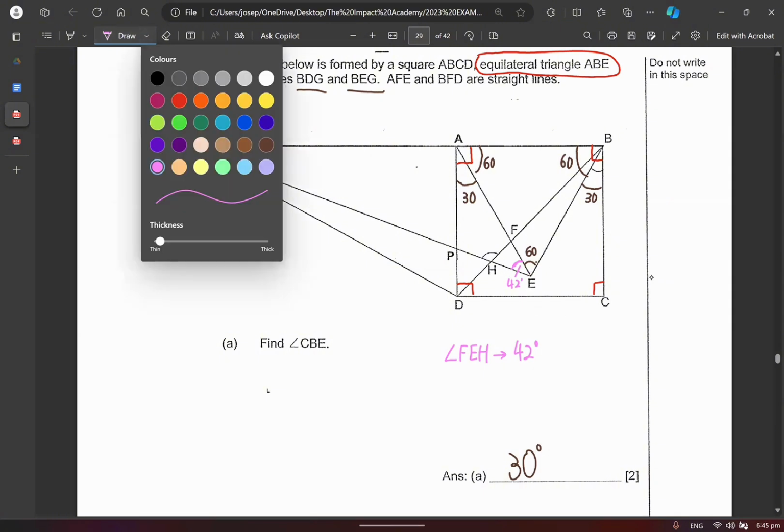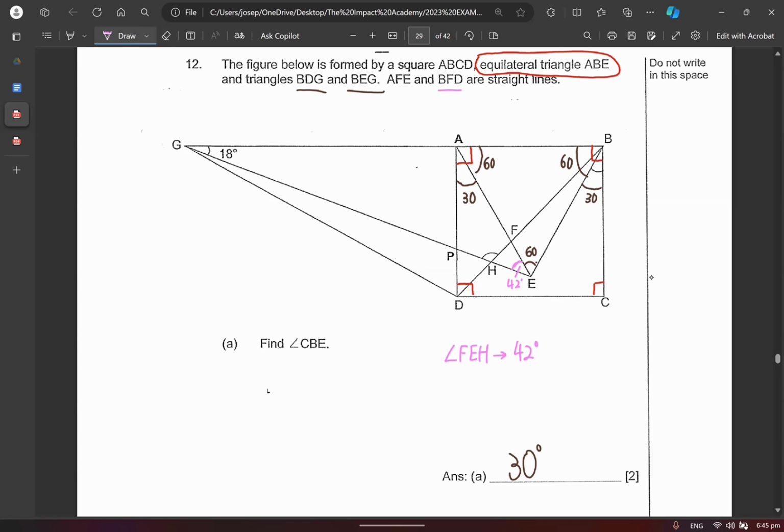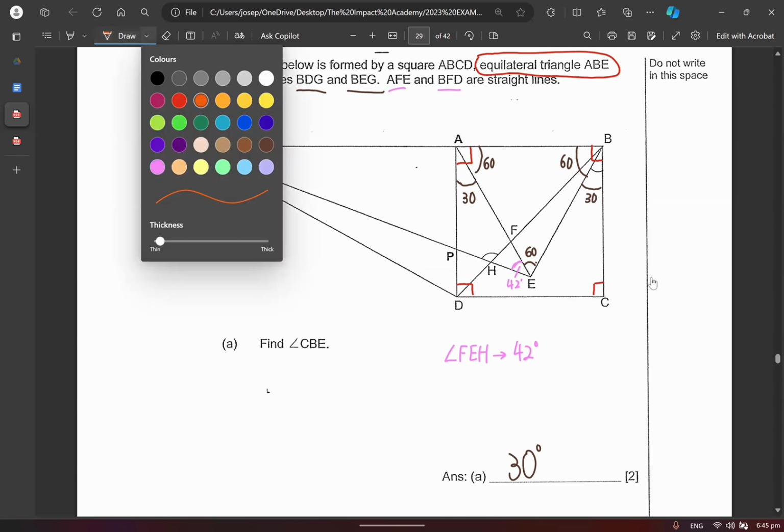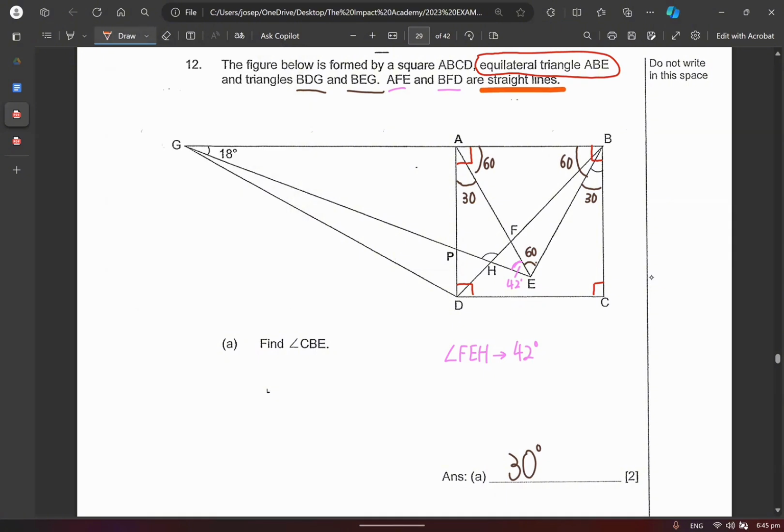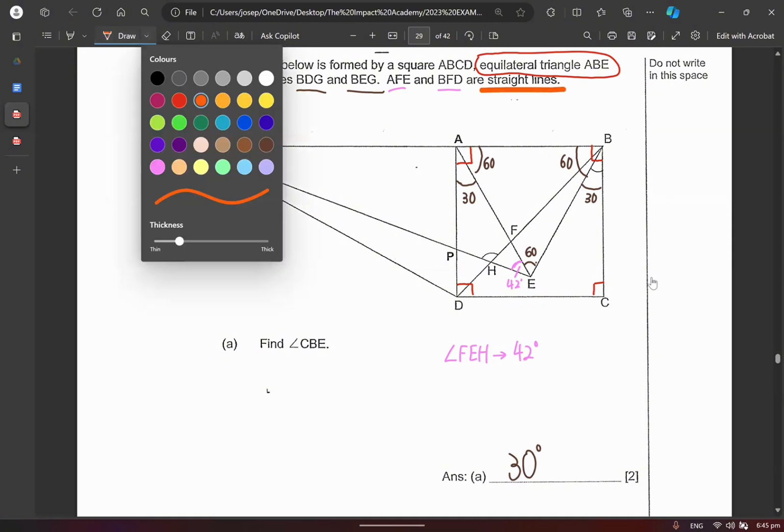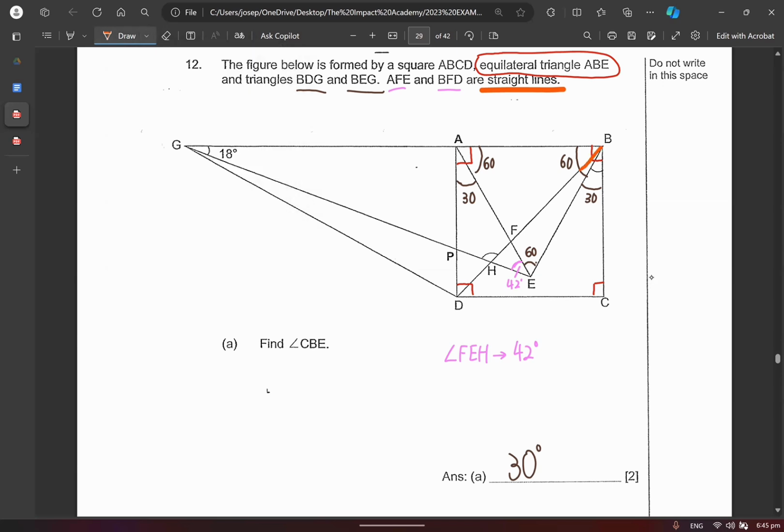Okay. What else do I know? I know that AFE and BFD are straight lines. A lot of students think that straight lines are not important, but actually, straight lines are super important. When you know it's straight lines, it's either vertically opposite or maybe it broke something into half. And in this situation, it is the one that broke it into half. It has broken this BFD.